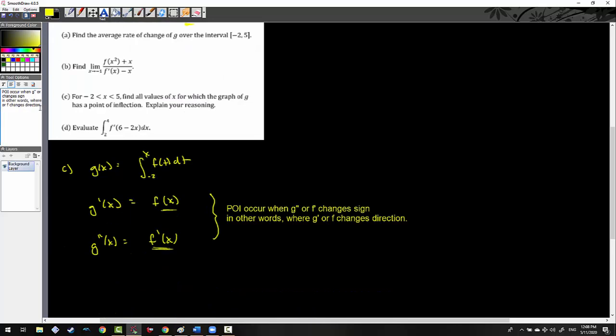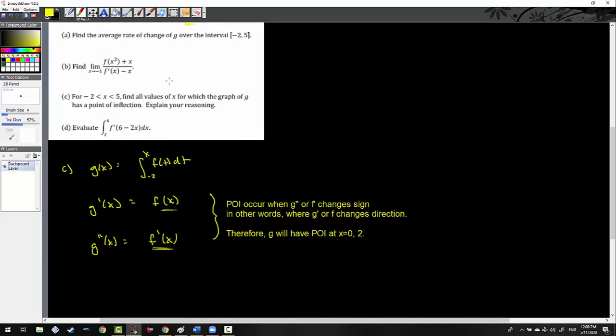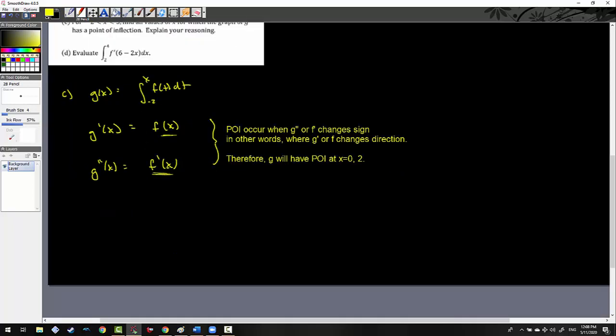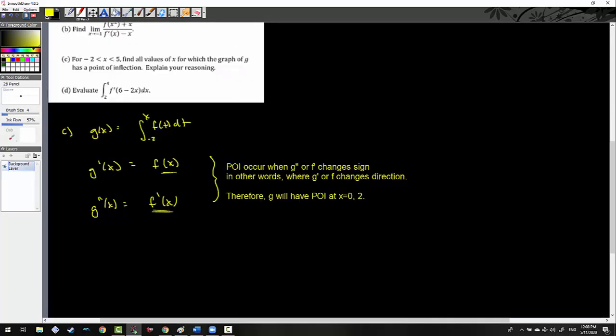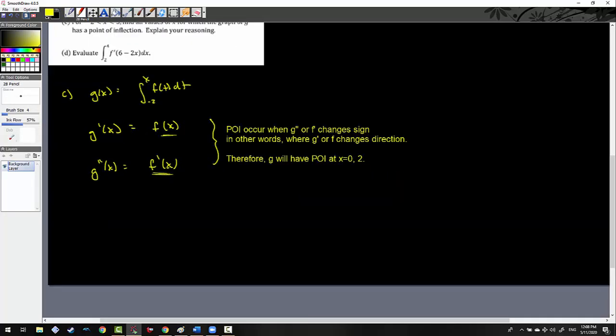So I can say, therefore, g will have points of inflection at x equals 0 and, I totally forgot the number, 2. Pretty straightforward on C. I don't see any problems with that. All right, let's take a look at D. It says evaluate the integral of this thing, so we can do this.